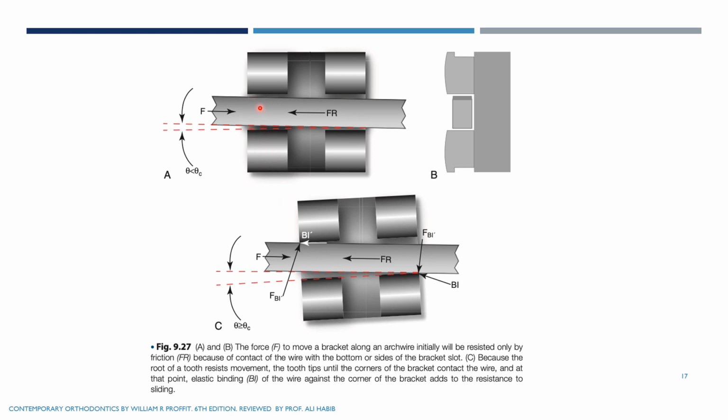And this shows the difference between the wide and narrow brackets, which we mentioned earlier in the second part of the chapter. What we said is that narrower brackets will have a larger angle between the wire and the bracket than wider brackets. So expect narrower brackets to have more binding effect, more resistance to sliding than wider brackets.